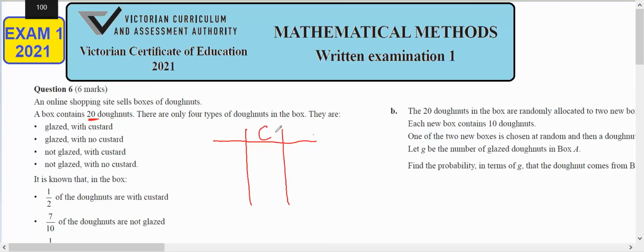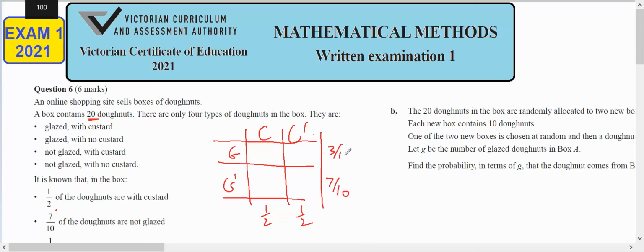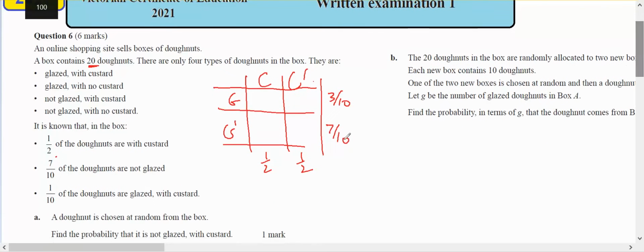We have custard or we don't have custard. We have glazed or we don't have glazed. It's known that half are custard, so that's a half, which means a half are not custard. And we know 7/10 are not glazed, which means 3/10 are glazed. And 1/10 are glazed with custard.